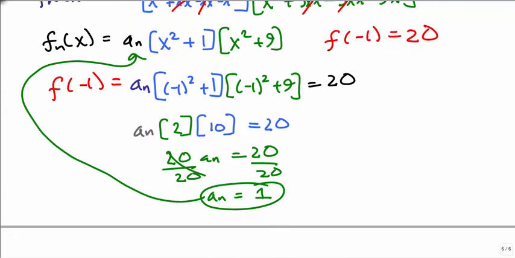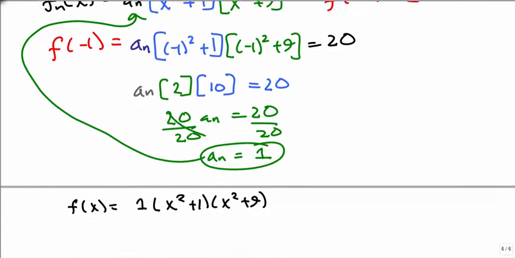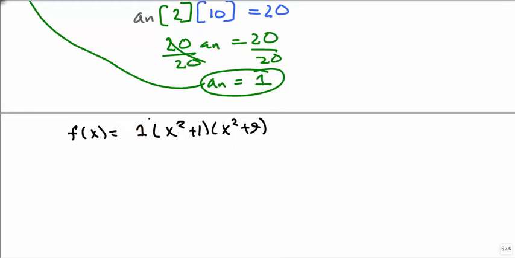So I have f of x equals 1 times (x squared plus 1) times (x squared plus 9). Now in the problem that you get in your homework set, I was lucky and I just got a number 1 here, but you could have a 2, a 3, a -1/2. And now what I need to do is actually write out the polynomial expression.